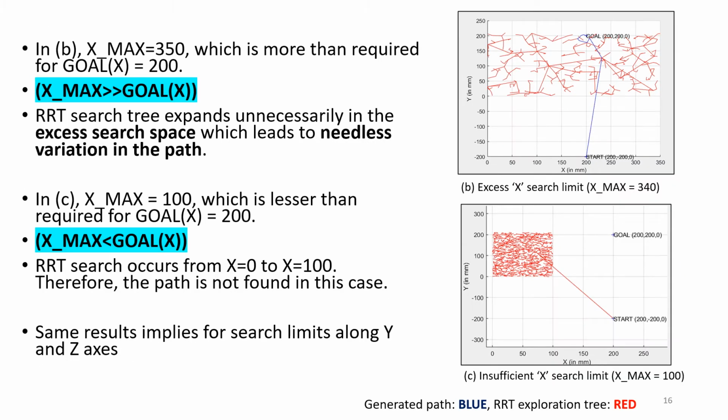In figure B, Xmax is 350, which is exceedingly greater than the x-coordinate of the goal. The RRT search tree expands in the excess space region, which leads to needless variation in the path. In figure C, Xmax is lesser than the x-coordinate of the goal. Therefore, the path is not found in this case. The same results apply for search limits along the y and z axes.